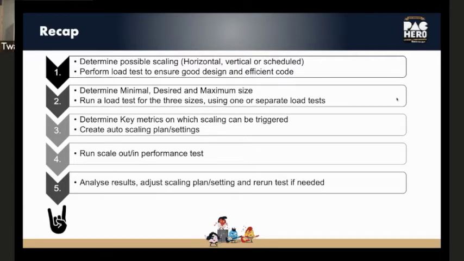Now, that information and those settings can be put in an autoscaling plan. Then you can run the big test where you scale up and down during your performance test by increasing the load and decreasing the load again. And then you can analyze the results, adjust your scaling plan or settings, and rerun the tests if needed. And yeah, this is for me the way I tackle autoscaling systems at clients when I need to test them, but also when a client asks, can you help us by setting up autoscaling? I run this scenario to ensure I have the right setup and everything is performing as I want it to be.